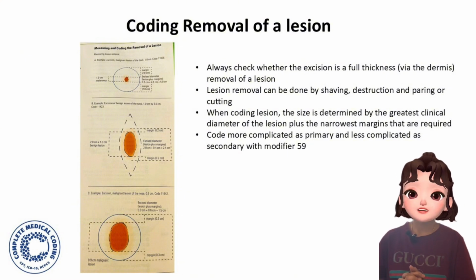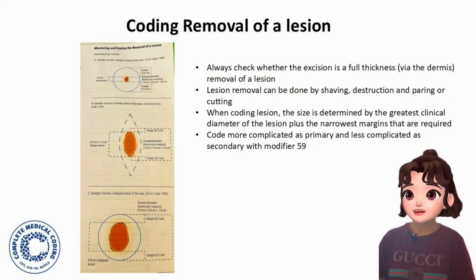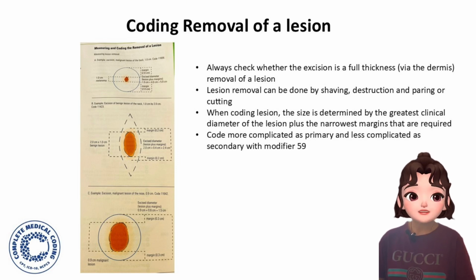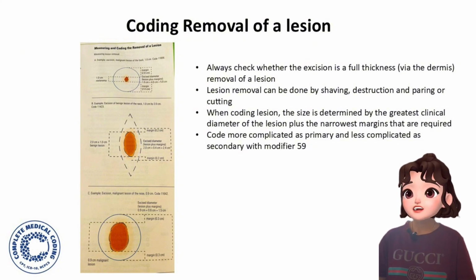Then, how the lesion procedure can be done. There are different methods: shaving, destruction, paring, or cutting. Another name for paring is cutting. So lesion removal can be done by shaving, destruction, and paring or cutting. When coding a lesion, the size is determined by the greatest clinical diameter of the lesion plus the narrowest margins that are required. So this is how you have to code for a lesion.